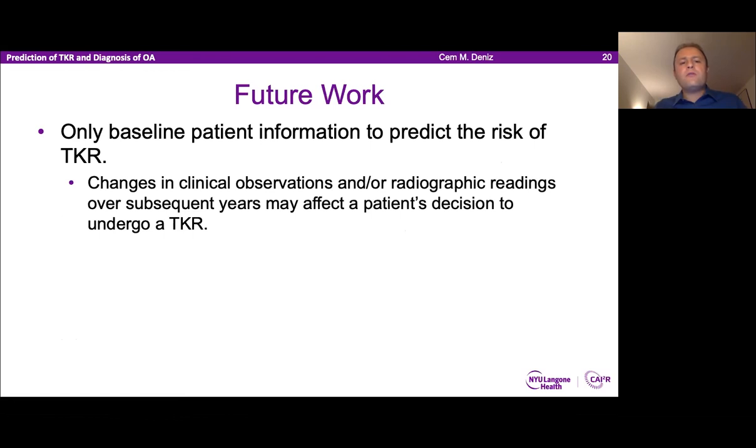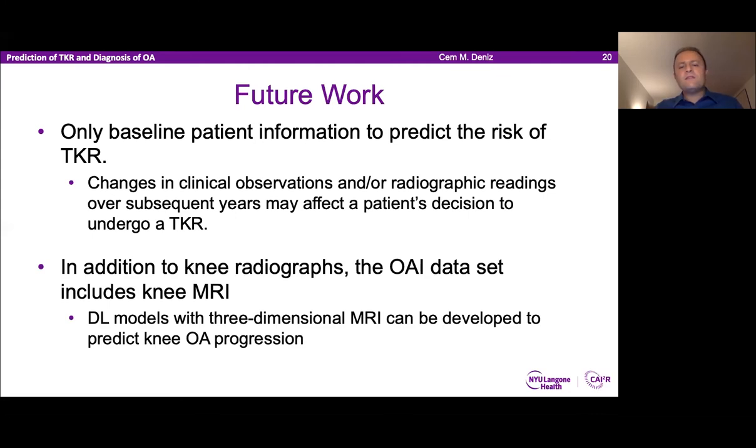In terms of future work, we used only the baseline patient information to predict the risk of total knee replacement in our study. So the Osteoarthritis Initiative dataset also has clinical observations and radiographic readings over subsequent years, and changes in those may affect the patient's decision to undergo a TKR. So this can also be incorporated in future studies. In addition to knee radiographs, the Osteoarthritis Initiative dataset includes knee MRIs as well. And we are working on different deep learning models using three-dimensional MR images that could also be used to predict knee osteoarthritis progression. There are several groups that are doing it. We have been doing this as well. In this study, we didn't use any MRI information.